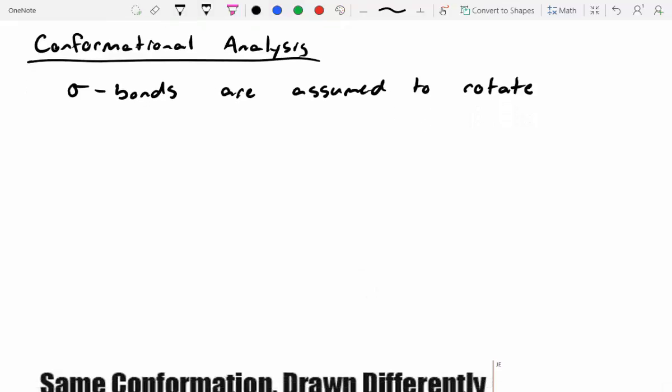All right, so conformational analysis, sigma bonds are assumed to rotate. So let's take a look at a really basic example. What would this molecule be called? Ethane. And we can think about this sigma bond in the center as being able to rotate, right?